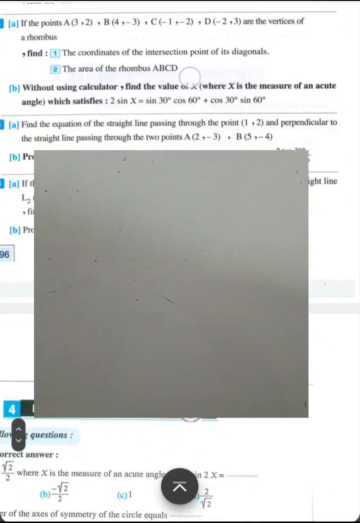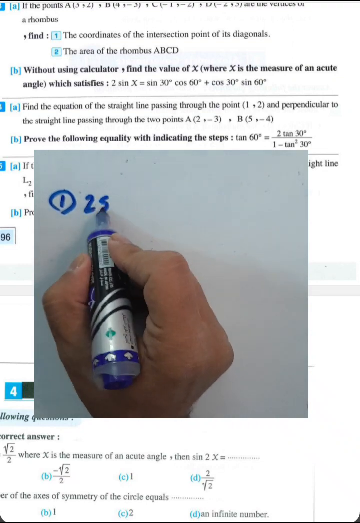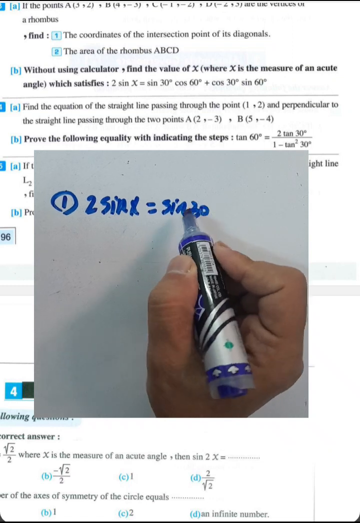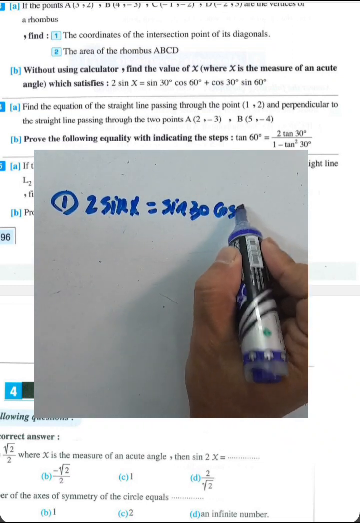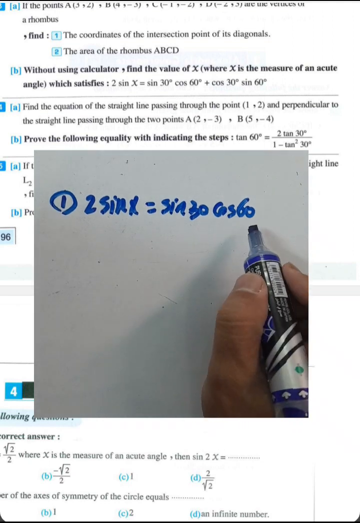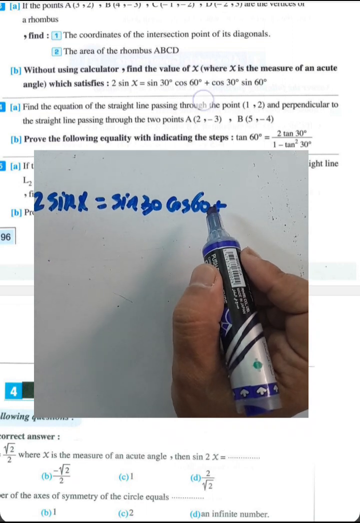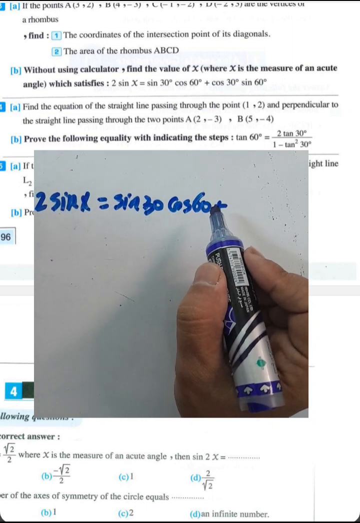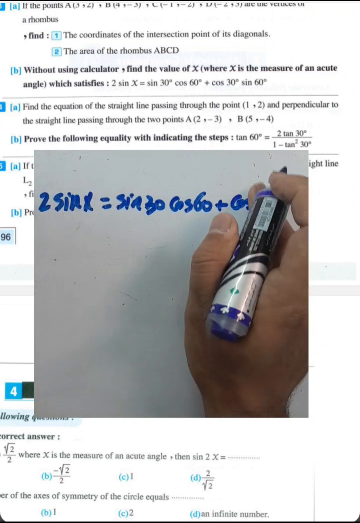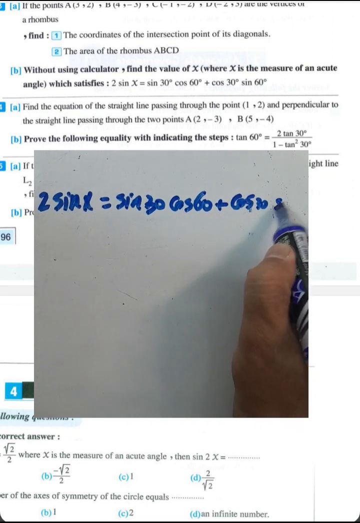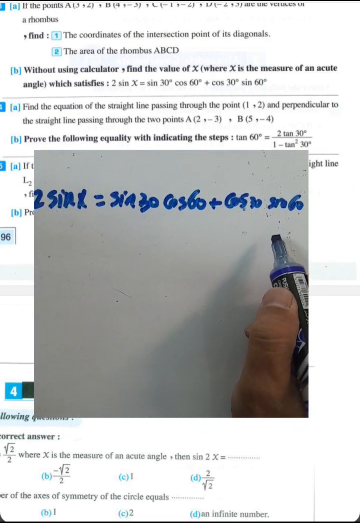Next question: without using a calculator, find the value of x. In this example, we have 2 sine x equals sine 30 cosine 60 plus cosine 30 sine 60. We can solve this example, right?